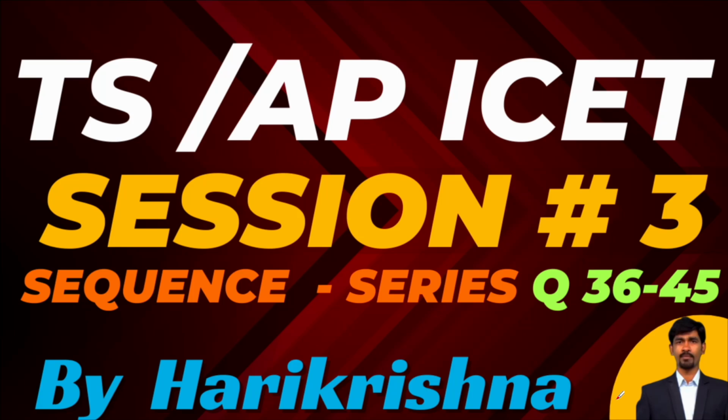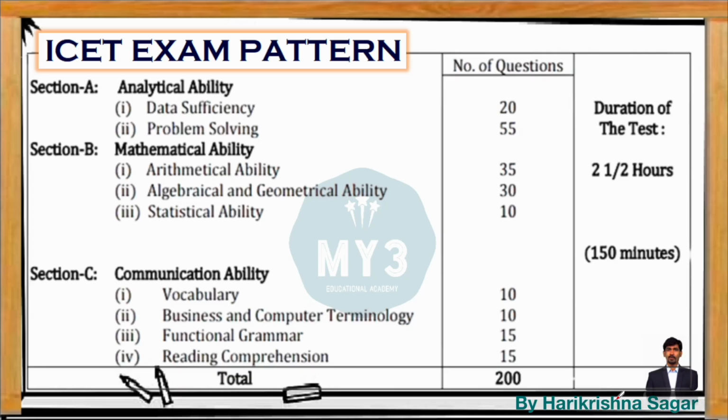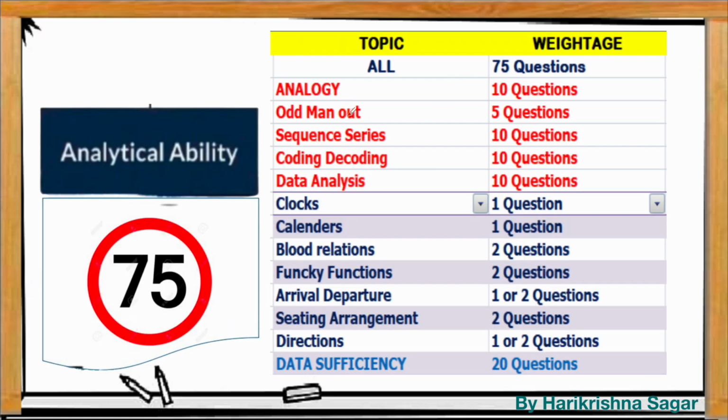Let's look at the questions which are related to sequence and series, which are given from question number 36 to 45. If you look at the ICET examination pattern, problem solving has 55 questions of weightage. Out of the 55 questions in problem solving, there are 10 questions from sequence and series. So 10 questions is a very good weightage.